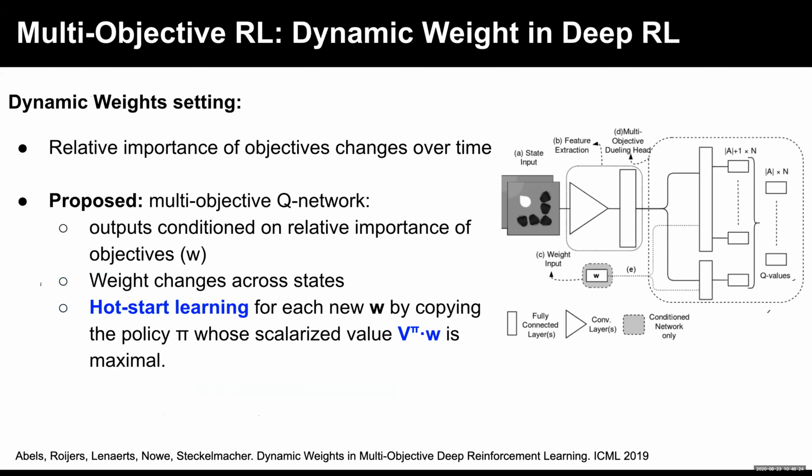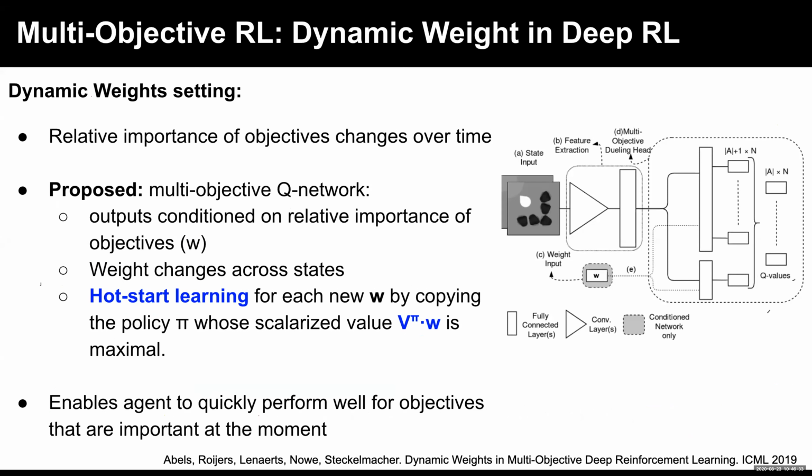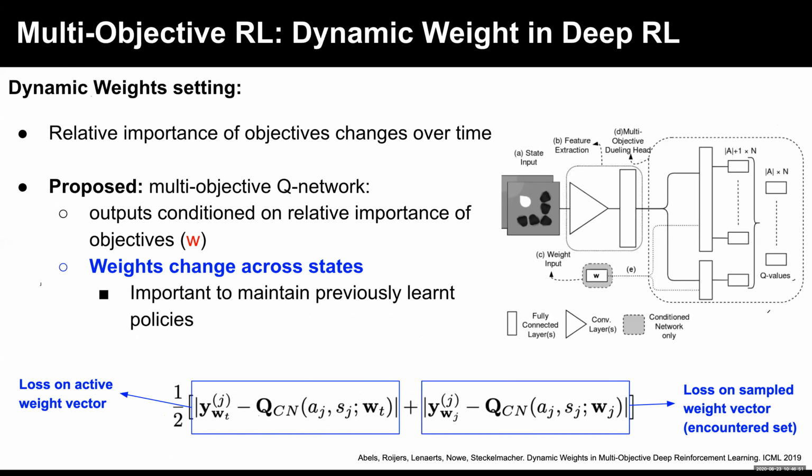One of the other things which they did was hot start learning. For each W, we can copy the policy based on the previous state and then do that. What this enables us to do is enable the RL agent to quickly perform well for objectives that are important at the moment. So the ability to change weights over states gives us this property, but this loss function makes sure that we're not having catastrophic forgetting across states in the dynamic weights world.